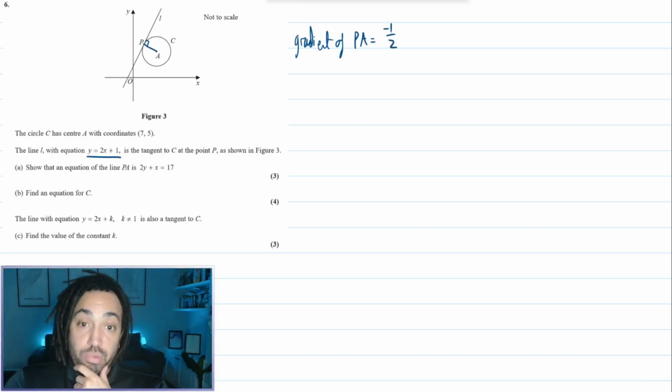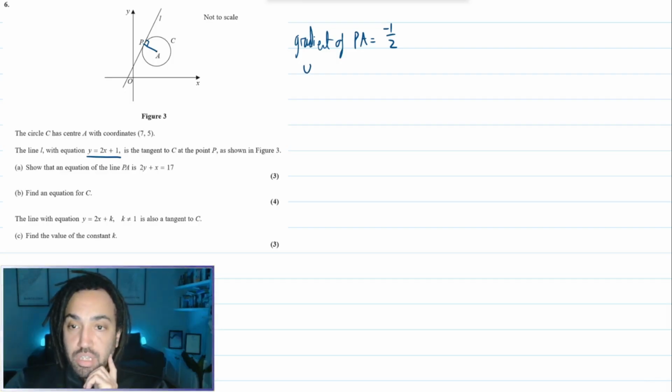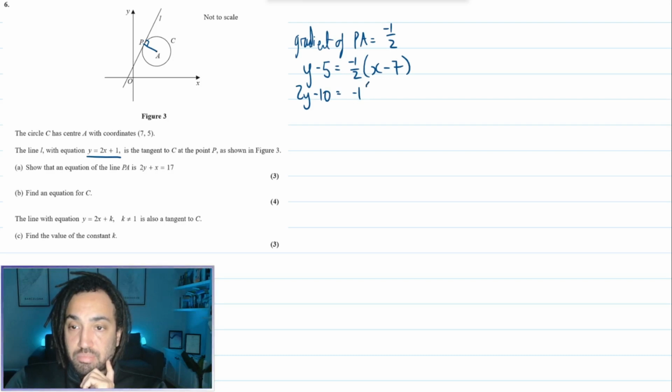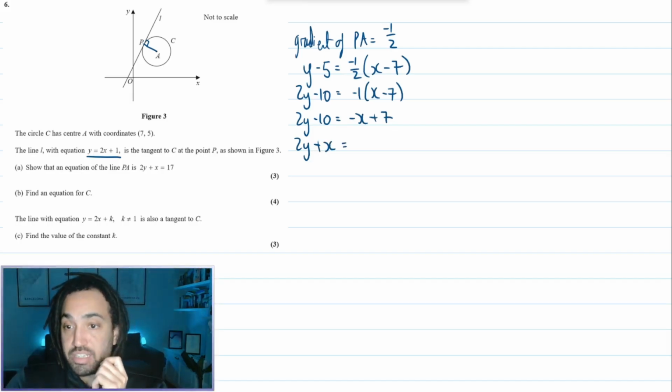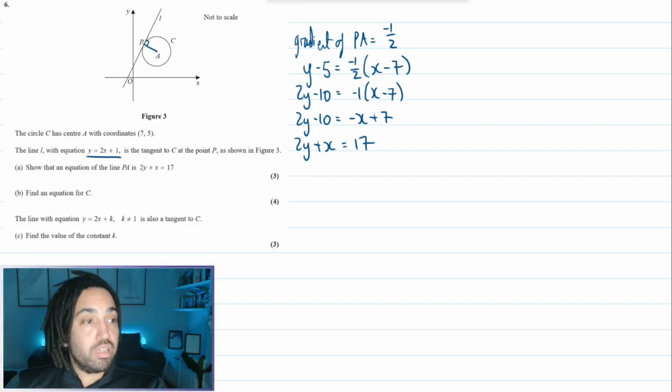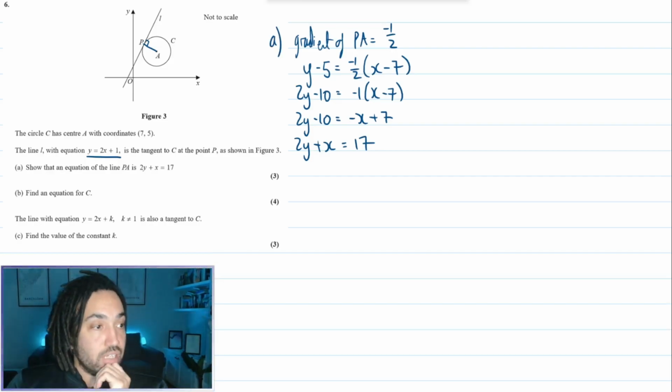And we also know a point on PA is 7, 5. So we can do y minus y1 is equal to m x minus x1, the equation of a straight line. Timesing by 2 gives me 2y minus 10, and then multiplying out that bracket by minus 1 gives me minus x plus 7, and then bringing the x to the other side turns it positive, and bringing the 10 to the other side turns that positive to make 17. Lovely. That's part A done. Part B says find an equation for C.